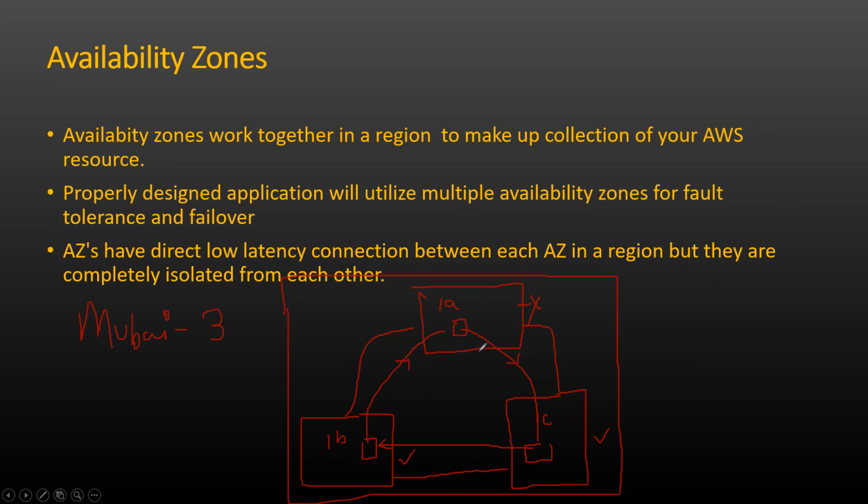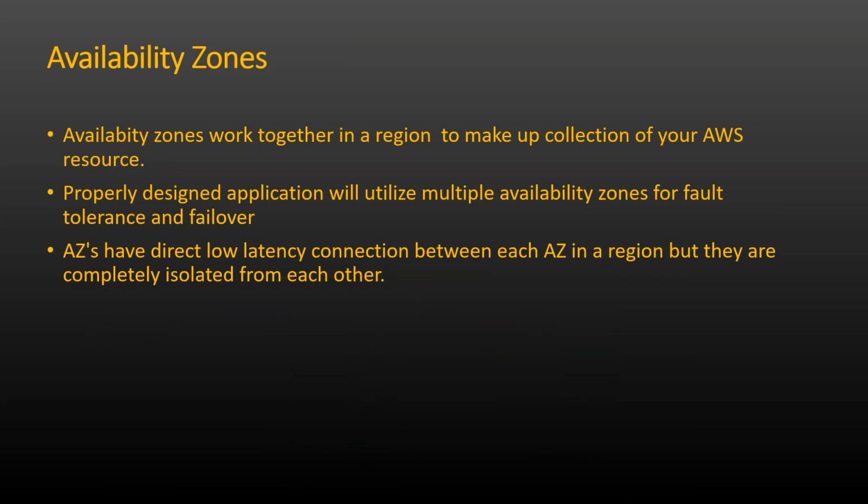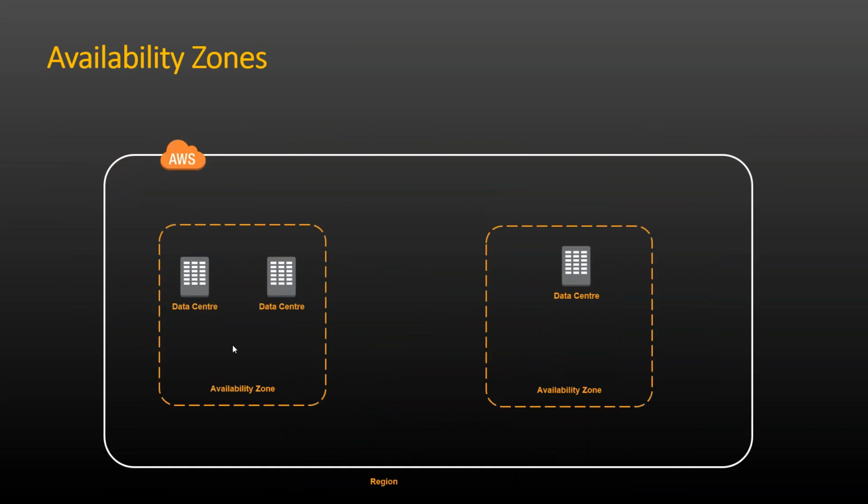They talk as if they are just sitting side by side without any latency. That's how these things will be. And failures will not impact the services running in the other, because they are completely isolated from each other. So one availability zone can be a combination of multiple data centers as well, guys.